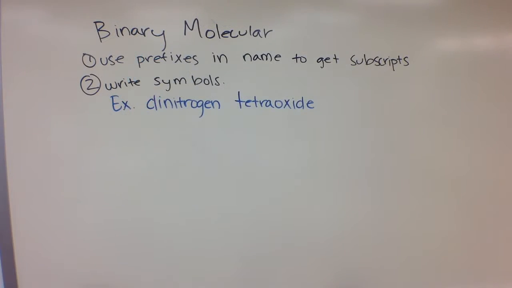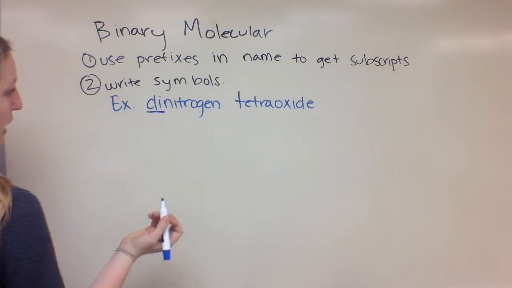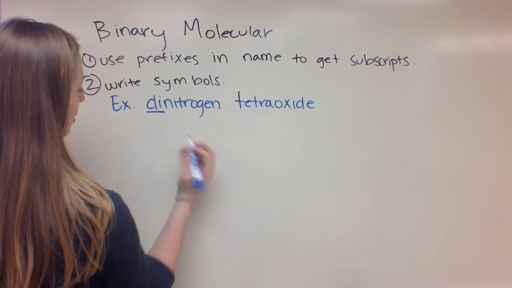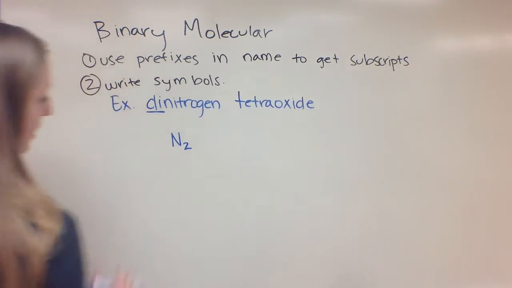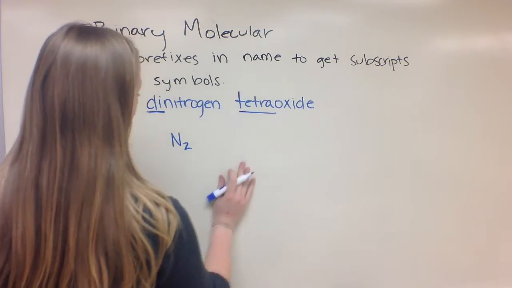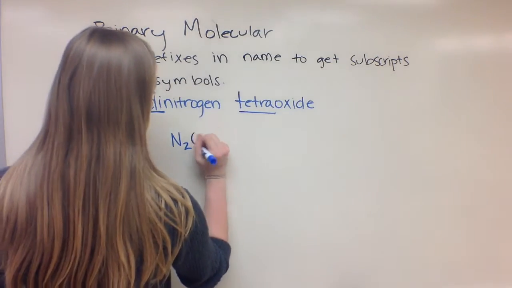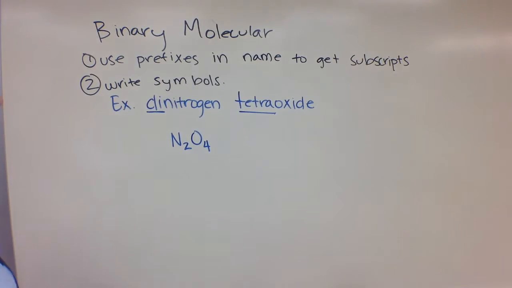The second example is dinitrogen tetroxide. So first, we look at the prefixes. So we have di, meaning 2, and nitrogen, so we have N, 2 nitrogens, and tetra, meaning 4, and oxide, the symbol for which is O, so we have O, 4.